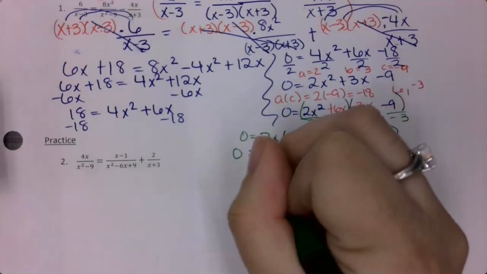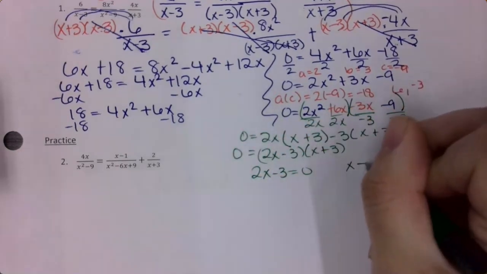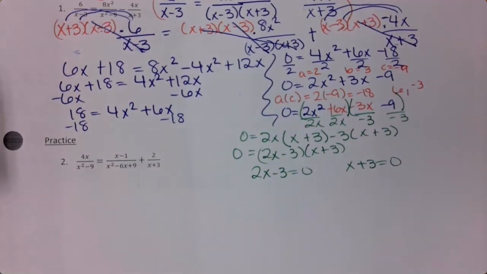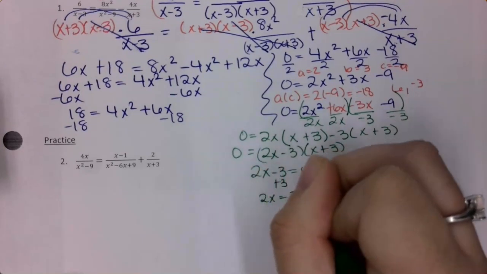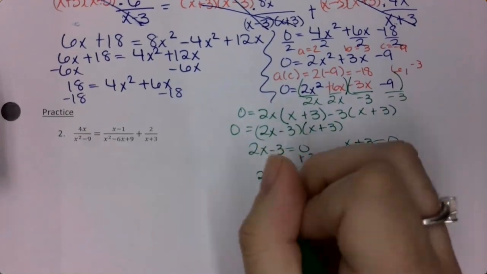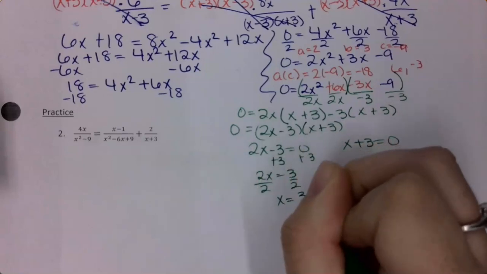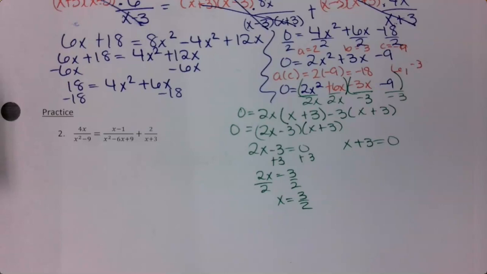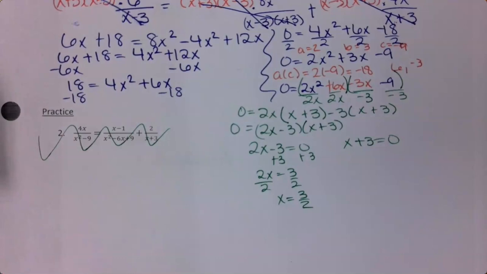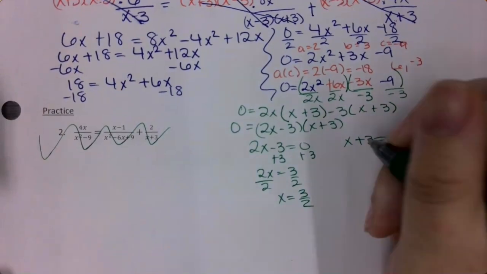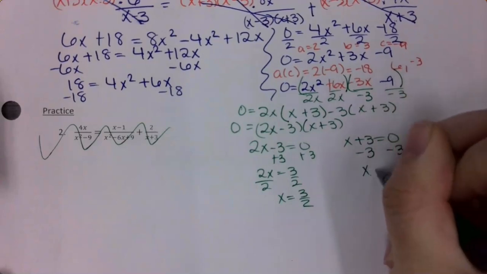Then I'm going to take each of my factors and set them equal to 0. So on this first one, I want to add 3 to both sides. So I get 2x equals 3. Then I can divide both sides by 2 to get x equals 3 halves. This adds up. We're going to skip number 2. On the second one, I want to subtract 3 on both sides. Gets me x equals negative 3.